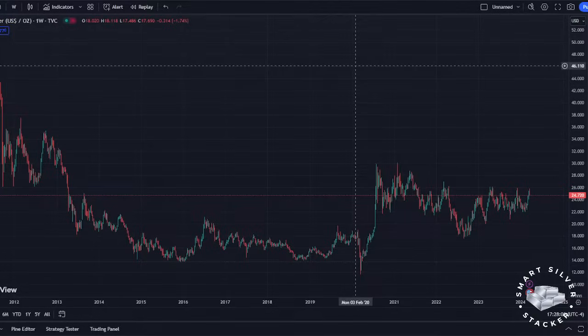I like to typically focus on the fundamentals for silver and gold. There are a lot of fundamental reasons to stack them, to get into them, but I think the technicals can give us a little insight as well.